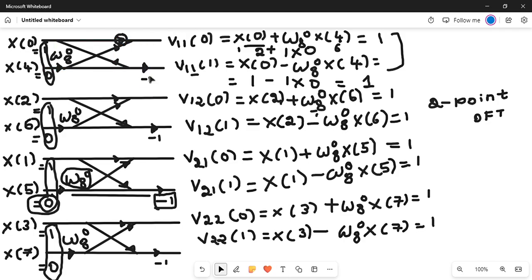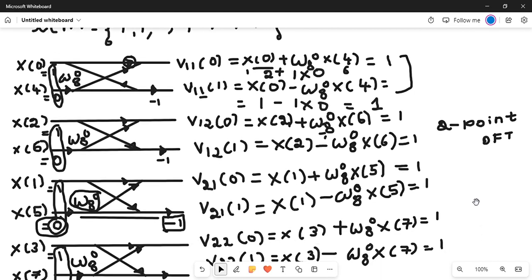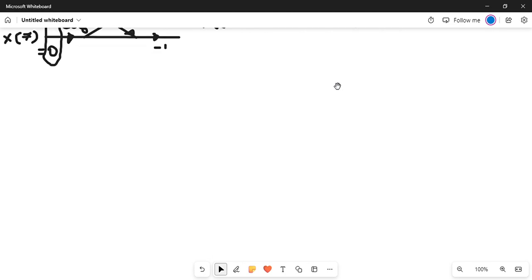So that is why we are writing it as minus omega e to the power of 0 into x of 4. Right? So the same way it works for everything. So please try to understand that. So my 2-point DFT is over. I'll go to 4-point DFT.